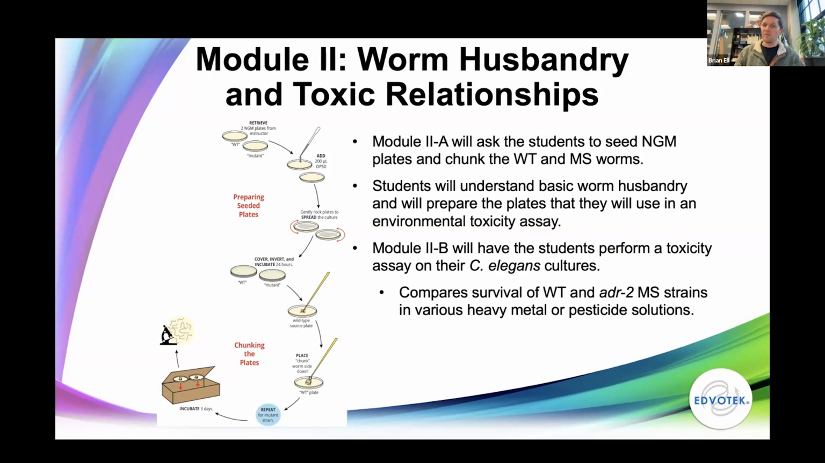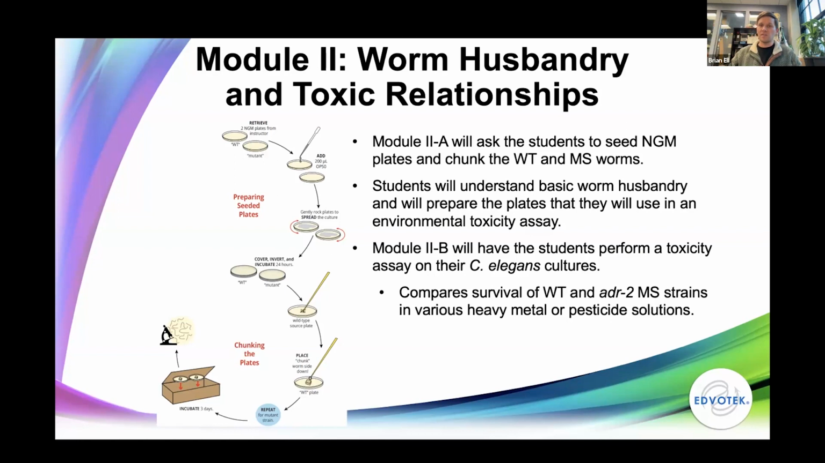In Module 2A, we're going to ask the students now to take over this worm propagation and worm husbandry. So they're going to seed plates, and they're going to chunk onto those plates, one each for wild type and mutant strains. The idea here is that we want to give the students an understanding of worm husbandry and ask them now to take care of our model organism, which means that the plates that they are making in Module 2A are what they're then going to use in Module 2B.